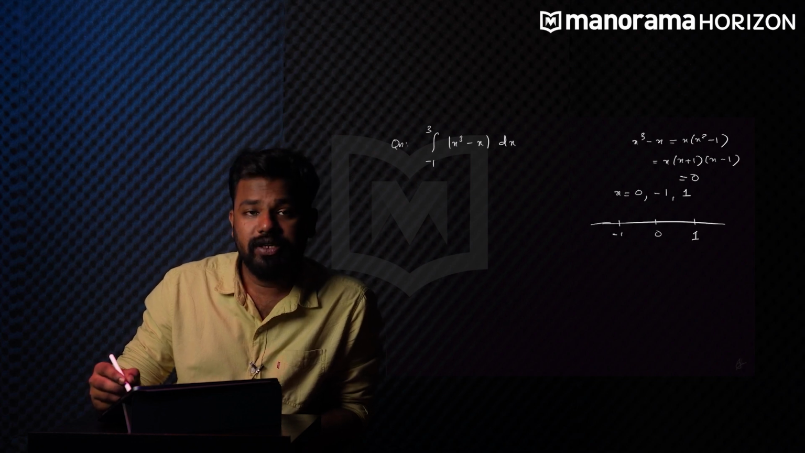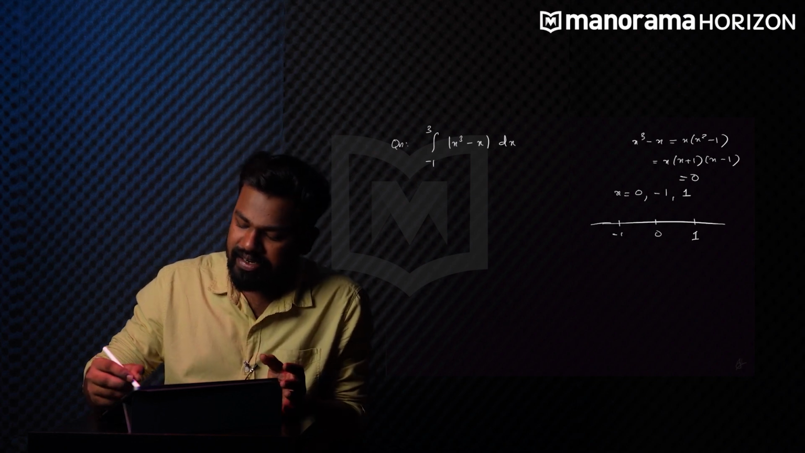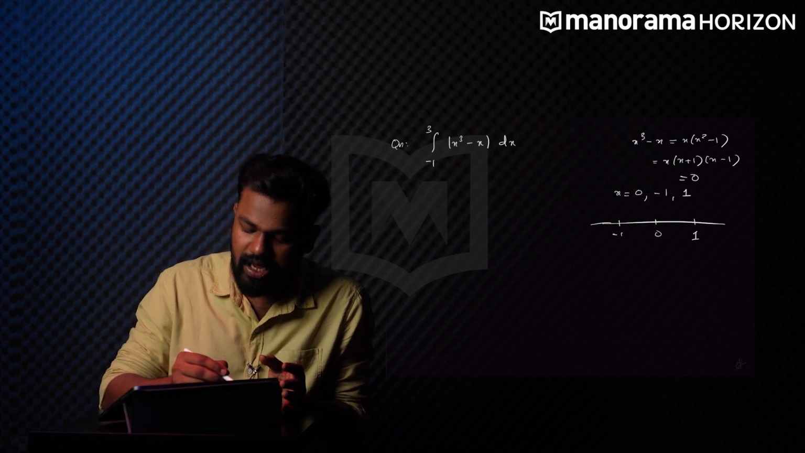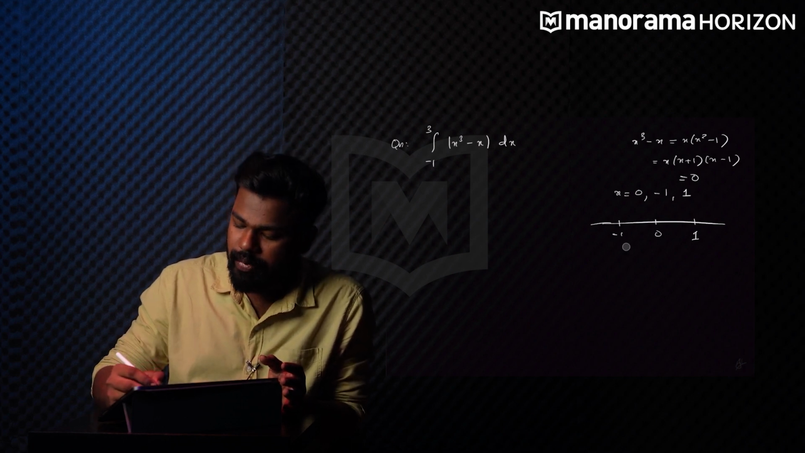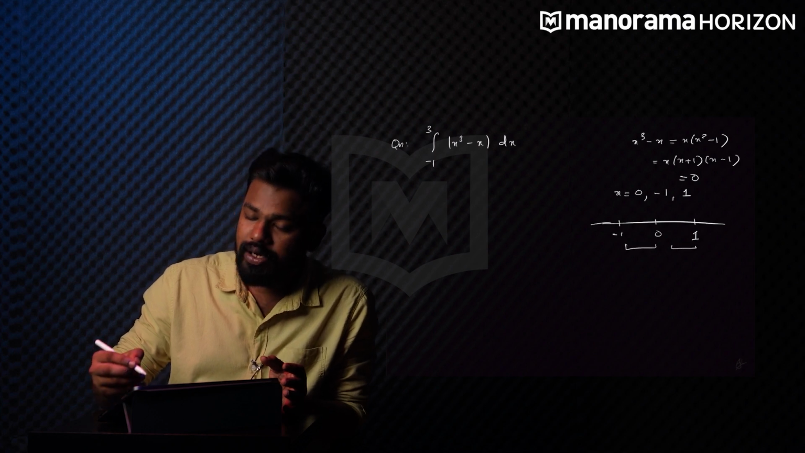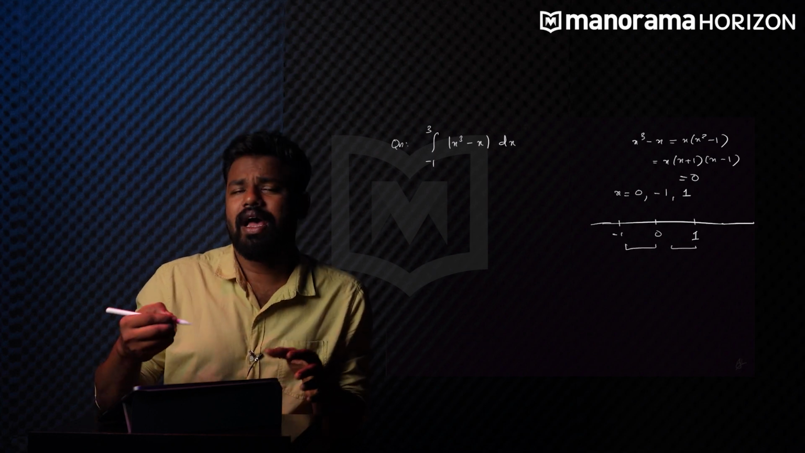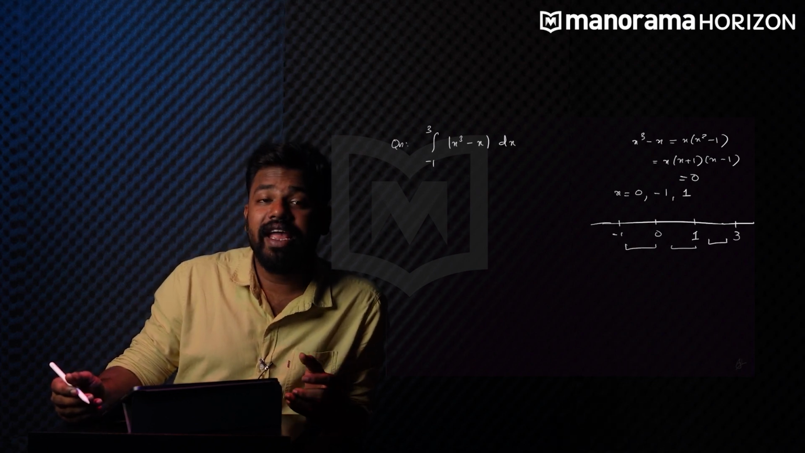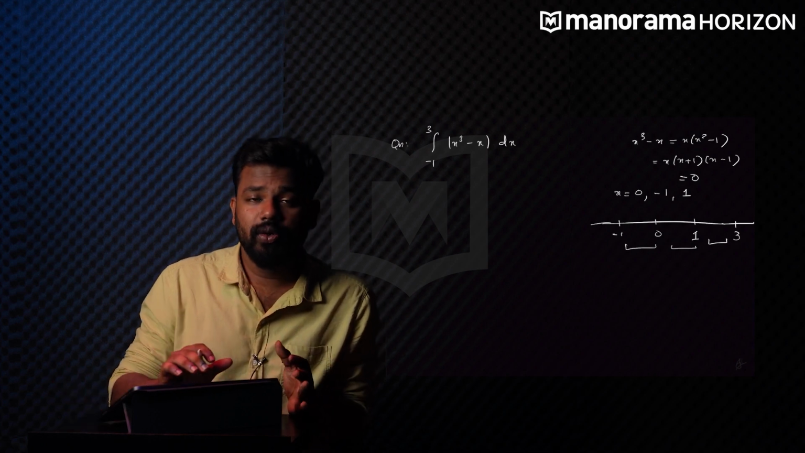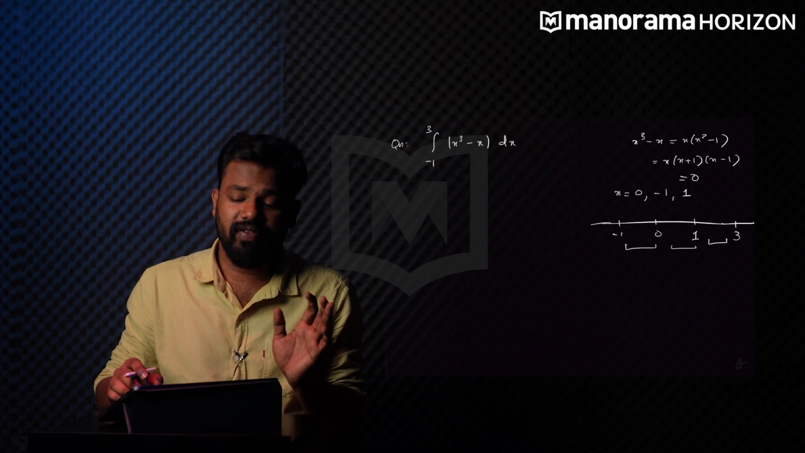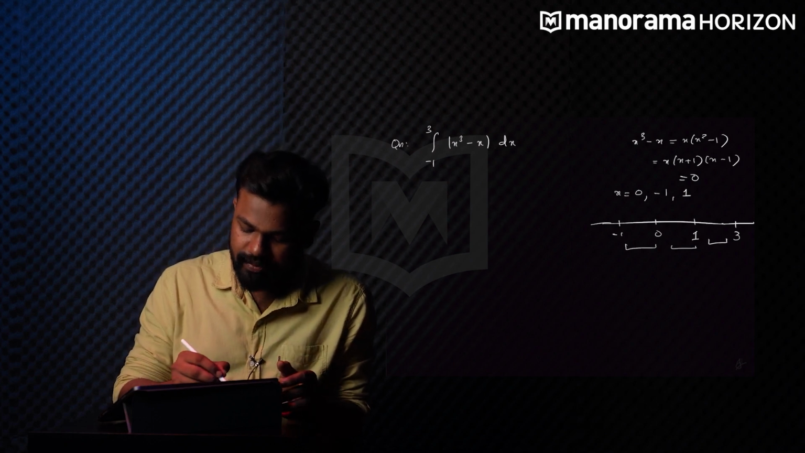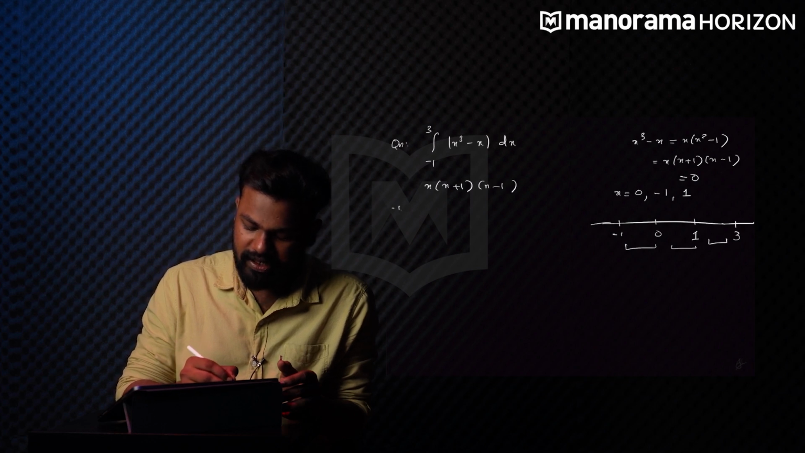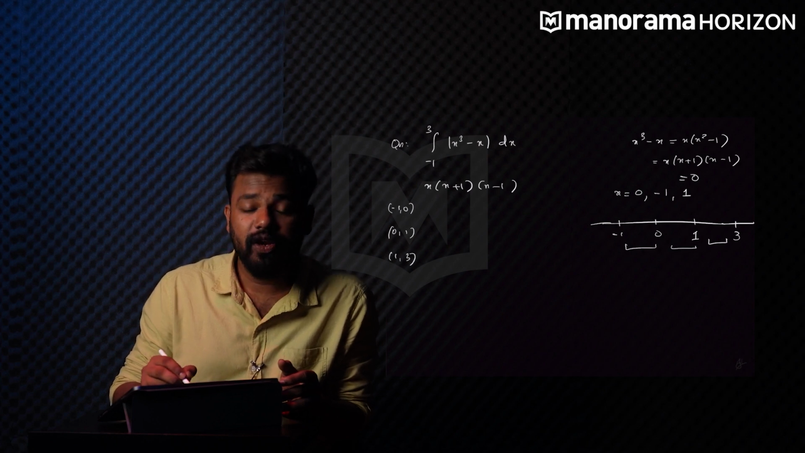Now, what happens when I take these intervals? I can write it as minus 1 to 0, because our question starts from minus 1 to 3. So minus 1 to 0 is one interval, 0 to 1 is another interval, and 1 to infinity, no, I have only till 3, so I take it as 3. So there are 3 intervals. Now we have to check whether the sign is positive or negative. Taking x into x plus 1 into x minus 1, the first interval is minus 1 to 0, second 0 to 1, and the third is 1 to 3. What is the sign in each interval?